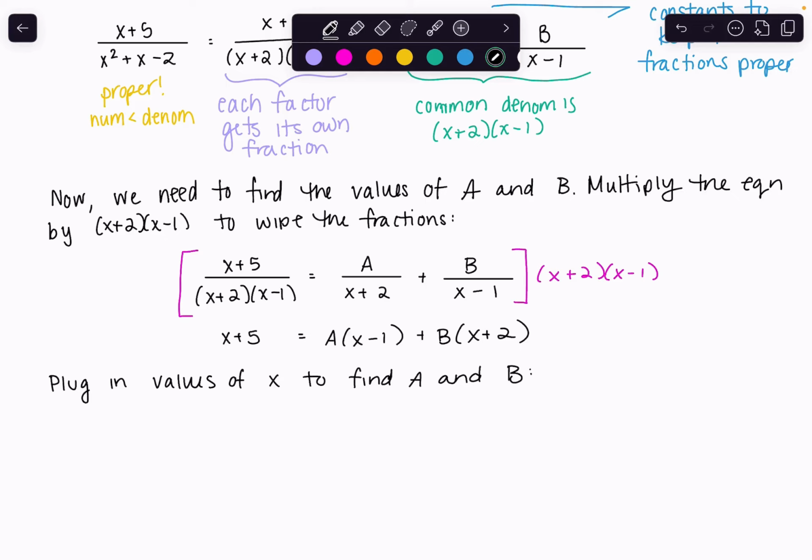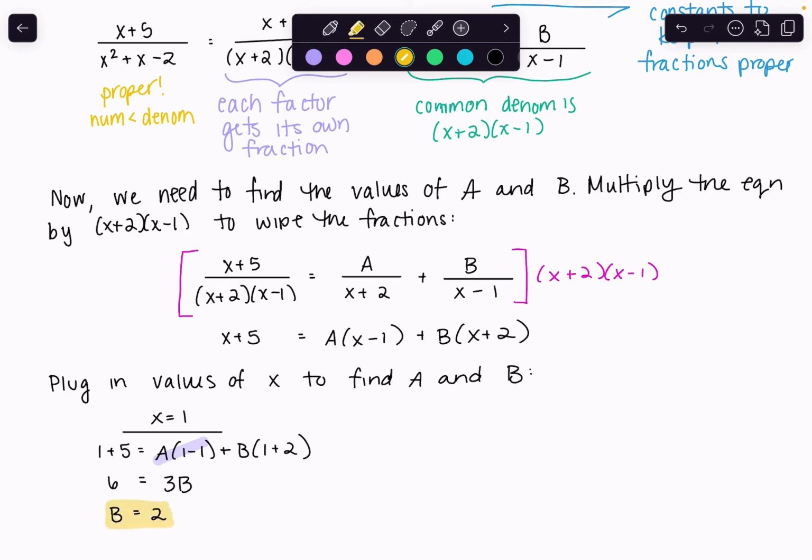And the easiest ones to plug in are, well, if I plug in 1, that will make this 0 and a will disappear. So I'm going to plug in x equals 1. So anywhere I see an x is going to get replaced by 1. So that gives me 1 plus 5 is equal to a times 1 minus 1 plus b times 1 plus 2. Well, that gives me 6 on the left. A is completely gone, which is great. No longer need this piece. And then we have 3 times b. So dividing through by 3 gives me b has to equal 2.